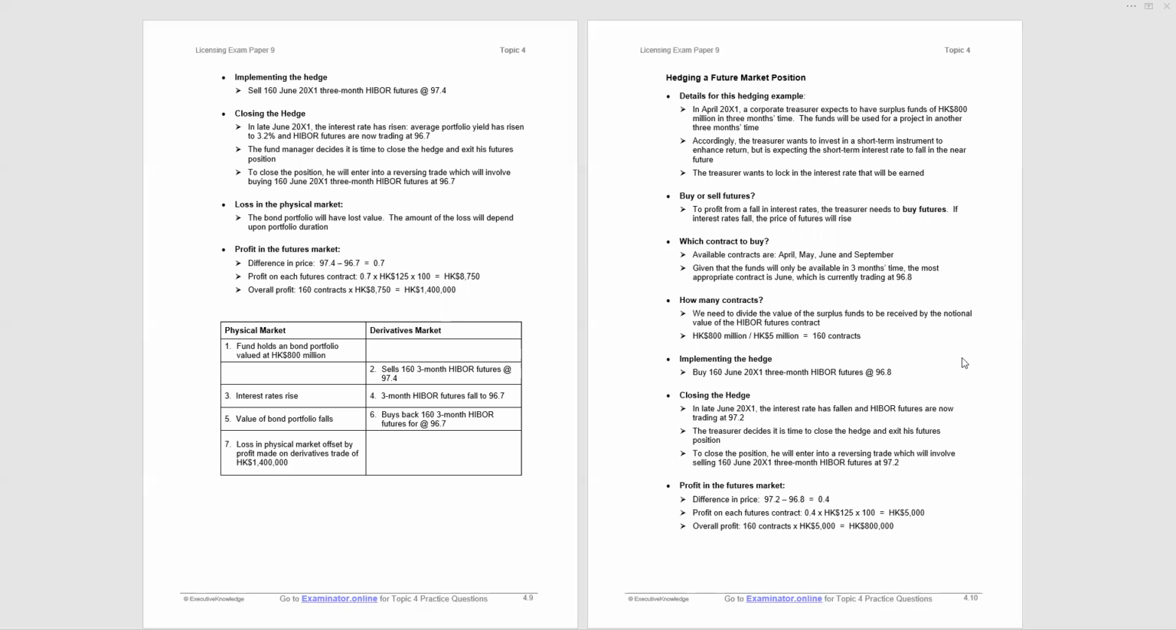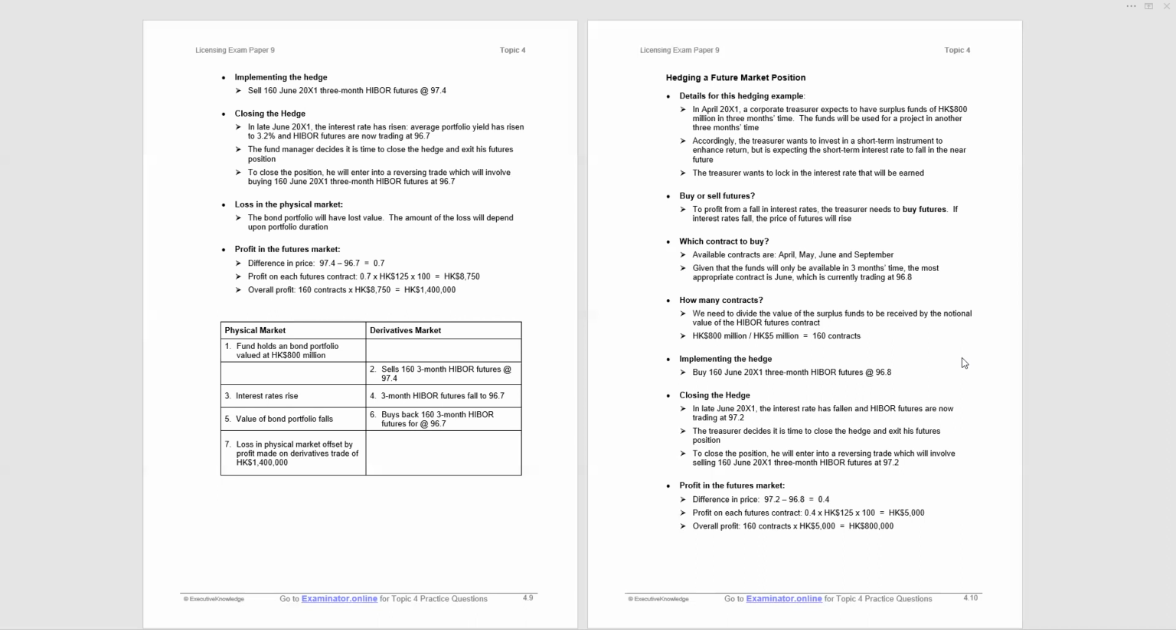Which contract to buy? Again, your exposure is in 3 months' time, so you will want coverage for 3 months. It's now April, so you will go for the June contracts. How many contracts? And we're told the June contract is currently trading at 96.8. How many contracts to buy? Again, we divide the notional value by the HIBOR futures contract. For 3 months, the notional value of the futures contract is 5 million. So we take 800 million divided by 5, which gives us 160 contracts.